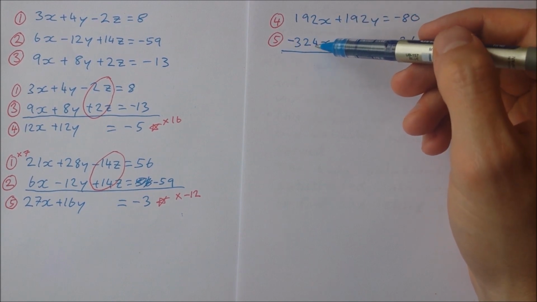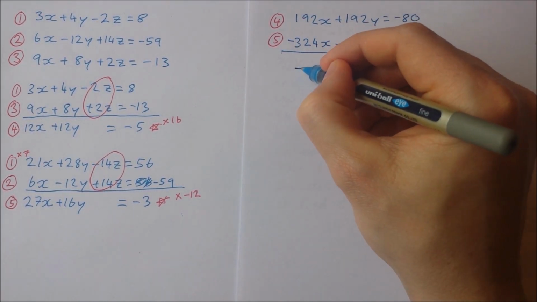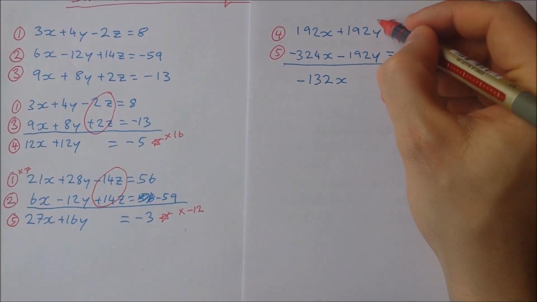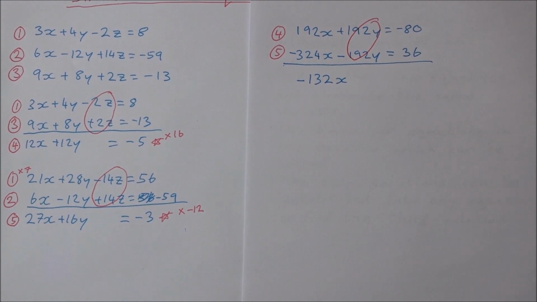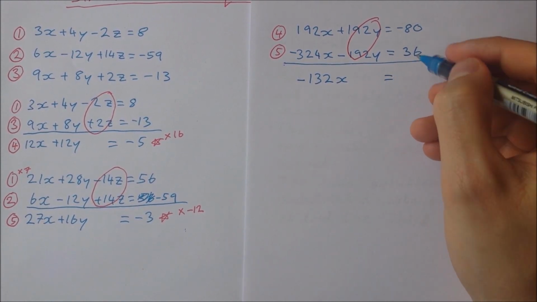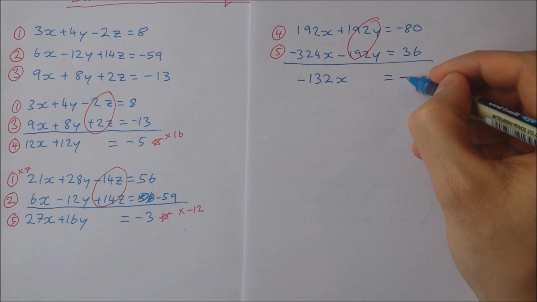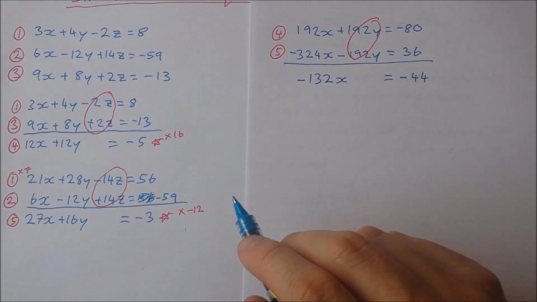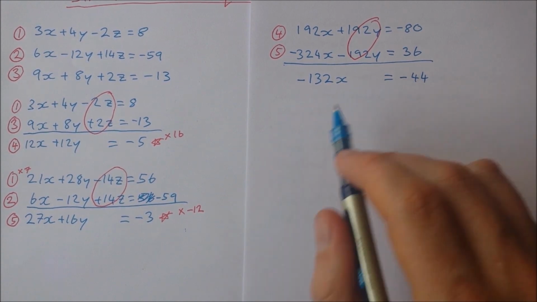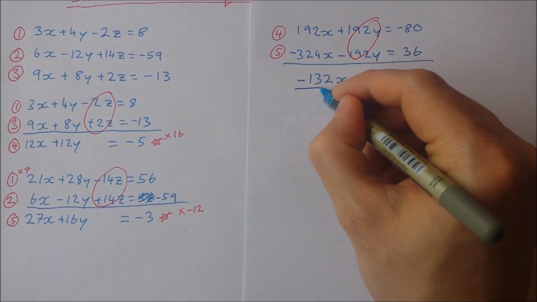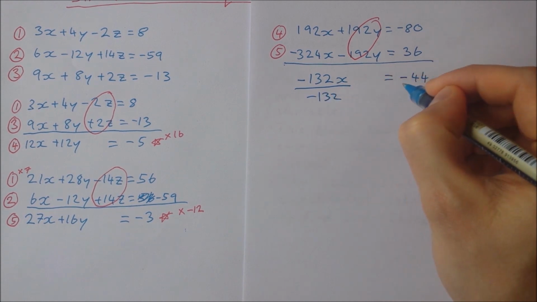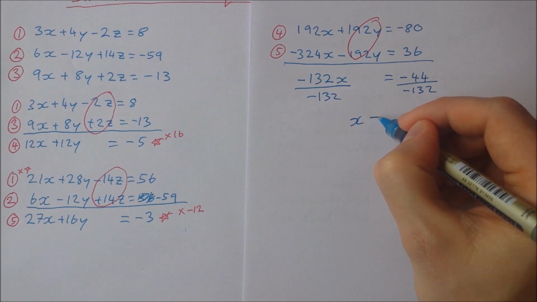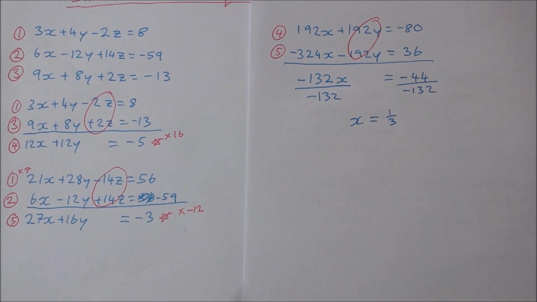192x minus 324x is going to give minus 132x. The y's are equal to 0. And minus 80 plus 36 is minus 44. So minus 132x is equal to minus 44. I'm going to divide both sides by minus 132. And that gives me x equal to 1/3.